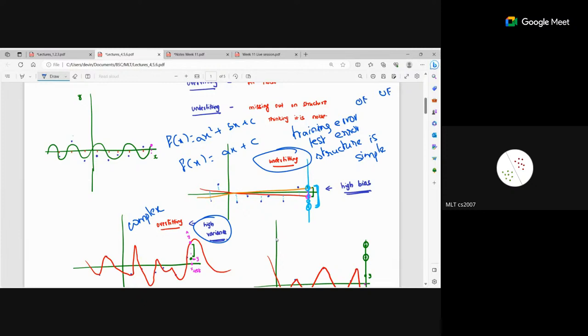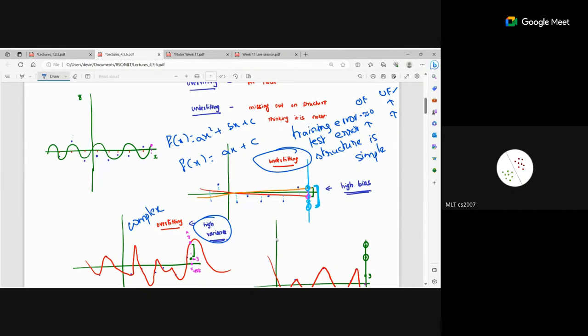If you're overfitting, then your training error is going to be very close to zero, very small. When you're underfitting, the training error is going to be high. When you're overfitting, the test error is going to be high. For an underfitting model, the test error is also going to be high. So when both test error and training error are high, you can assume that your model is underfitting.